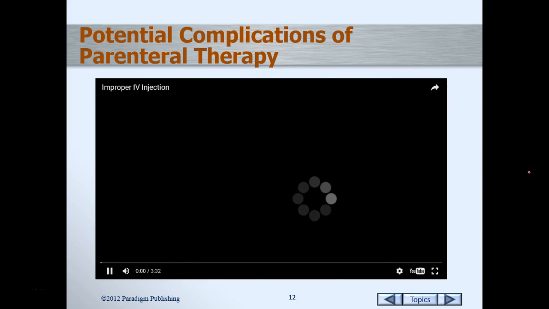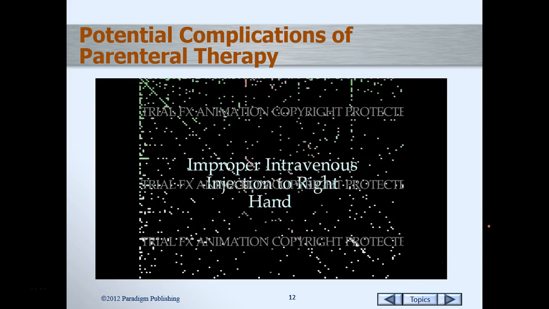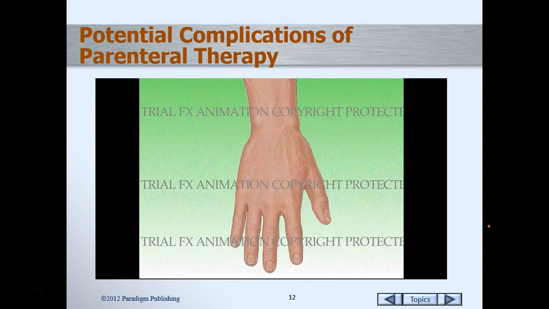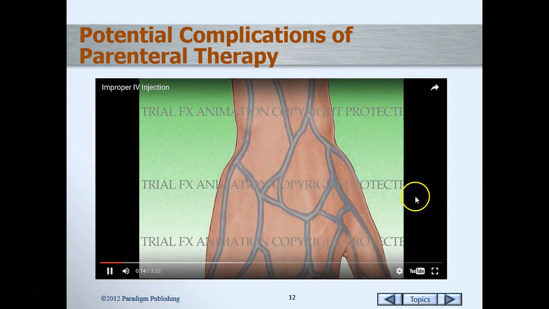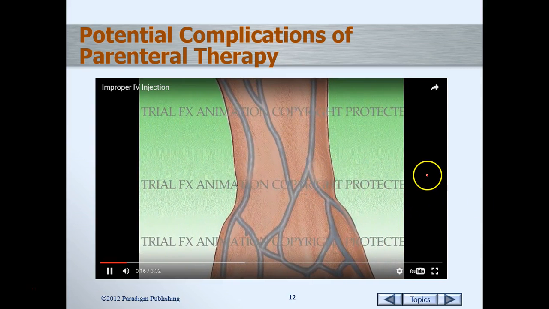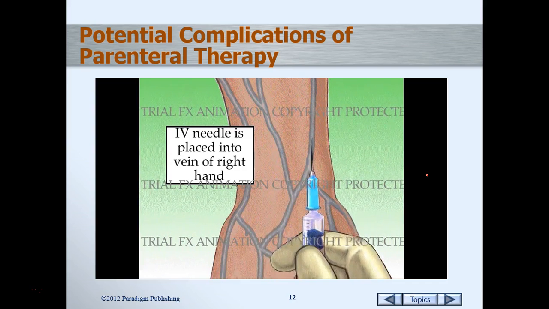So to begin with, this video shows improper intravenous injection into a hand site. So being that it's copyright protected, it's got this watermark. So the cannula is being inserted into a hand site. So they use an IV needle to place the cannula into the vein.